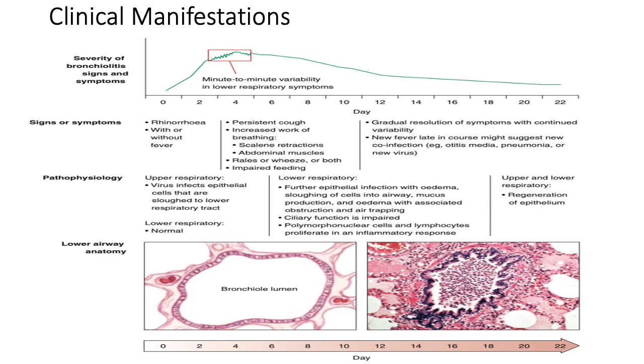But during the acute phase and this phase of recovery, the lower respiratory tract gets infected and there is epithelial infection with edema, sloughing of cells into the airway, mucus production, airway obstruction and air trapping. Ciliary function gets impaired and the polymorphonuclear cells and lymphocytes proliferate in an inflammatory response. So, this is how an inflamed bronchiole looks. And during this recovery phase, within 3-4 days of resolution of clinical symptoms, the regeneration of epithelium starts.